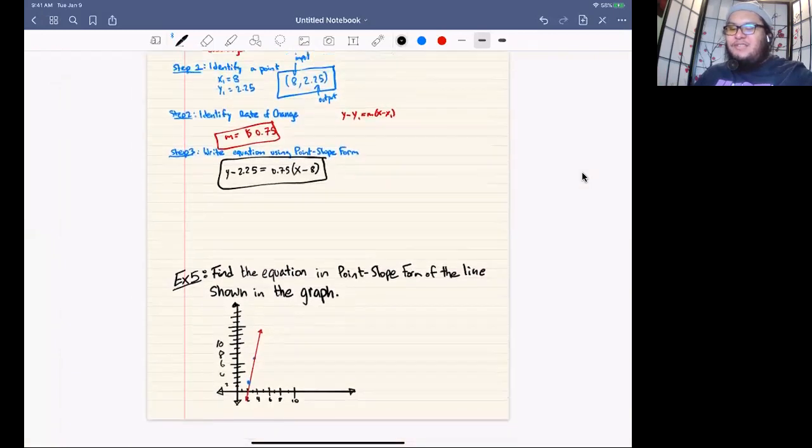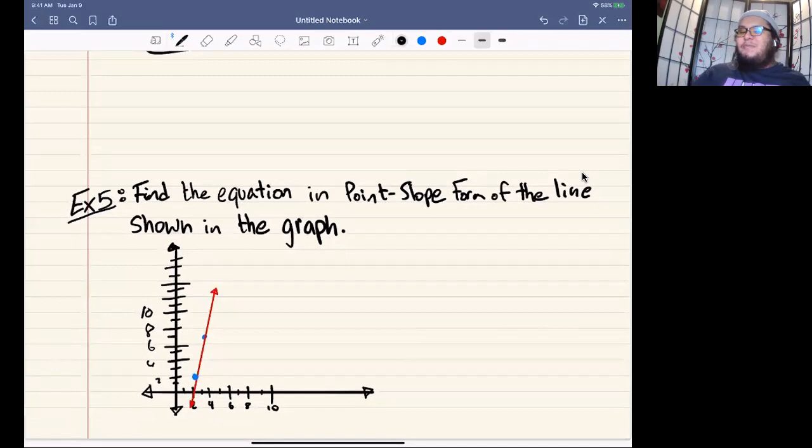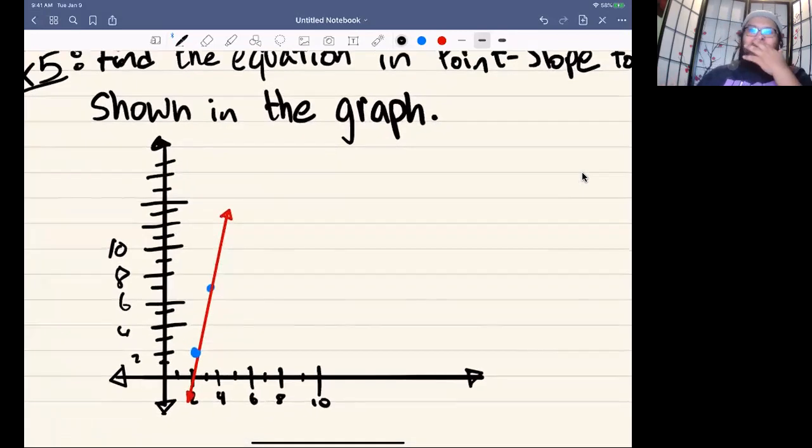So we have the following situation here. Find the equation in point slope form of the line shown in the graph. So we have this graph, right? And we have 2 points. Honestly, all you have to do is find a point. All right, for this case, we're going to use this point right here. This is 2, 2, and we want to find the slope. This graph is not perfect, but the next intersecting point here is going to be 4, 7.